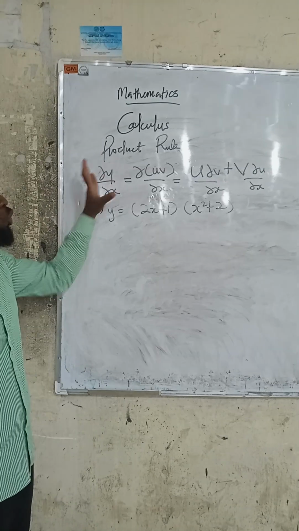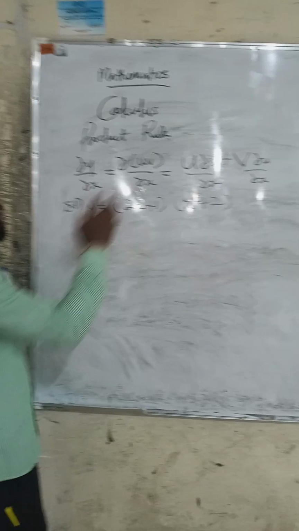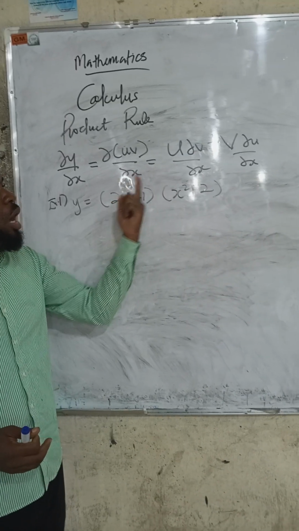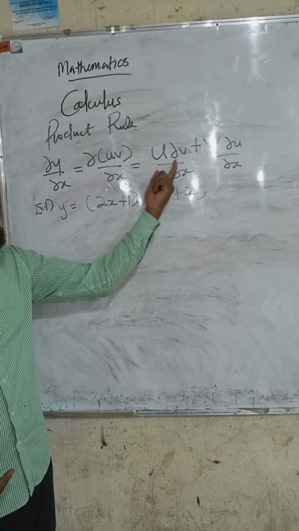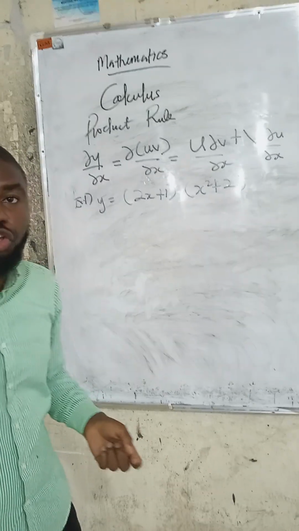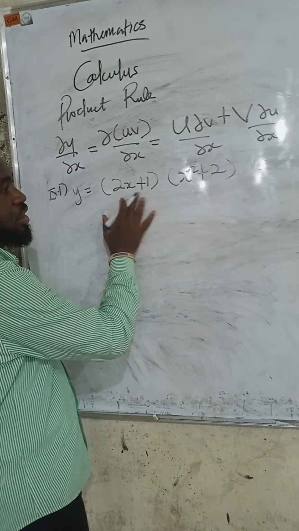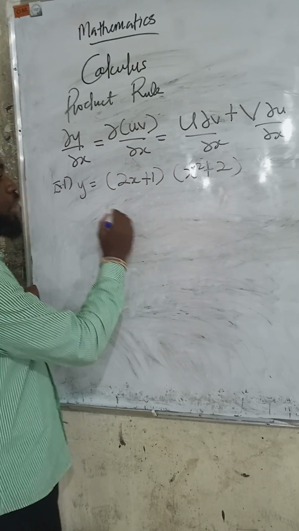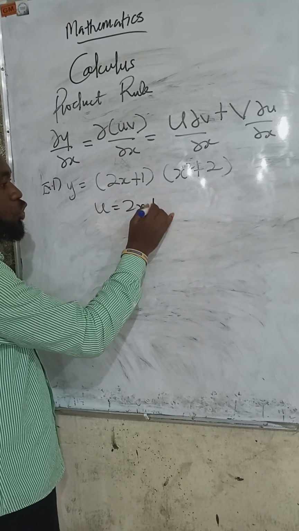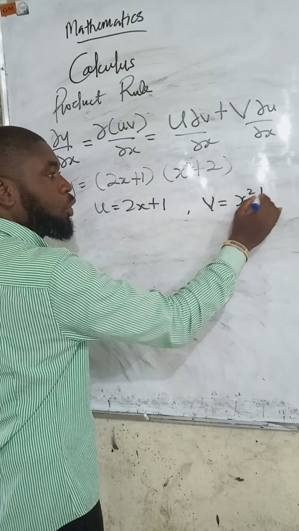We talk about the product rule. Now the formula for the product rule, where you differentiate with respect to x, becomes dy/dx = u dv/dx + v du/dx. How do we get your u and how do we get your v? That is the multiplying. Now very fast, when you have a question like this, this multiplied by this, you take your u as 2x plus 1 and take your v equals to x squared plus 2.